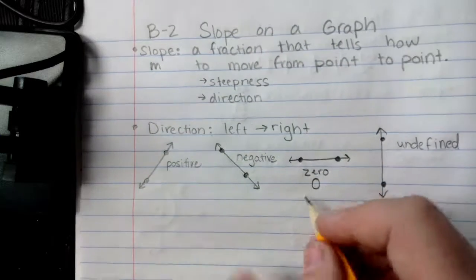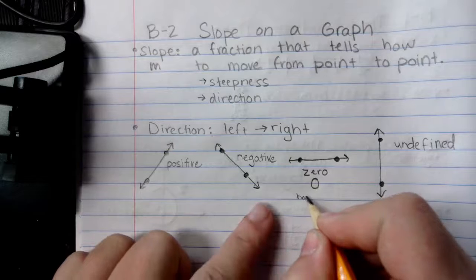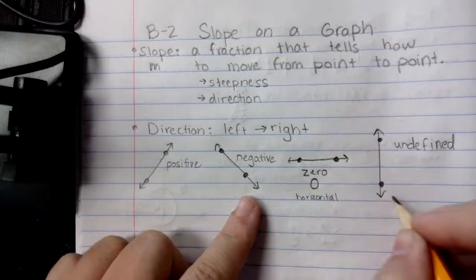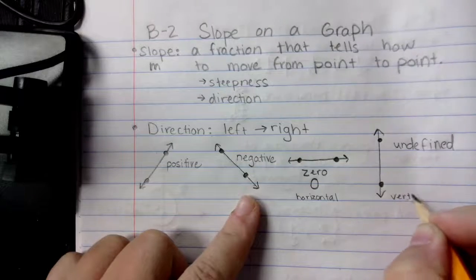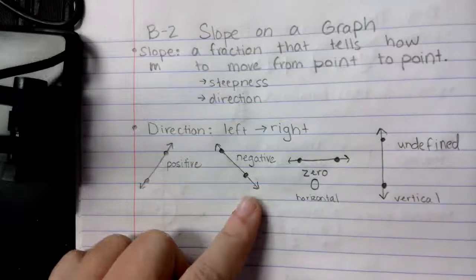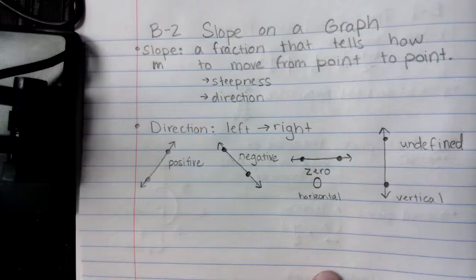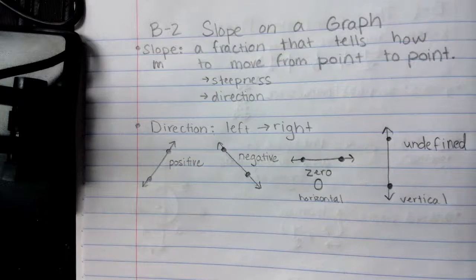So this is a horizontal line. If you need to write that down, just to remind yourself, horizontal goes side to side. A vertical goes up and down. Those aren't the slopes, those are just the types of lines. So if you hear us say vertical line, vertical is up and down. Horizontal is side to side, left to right.